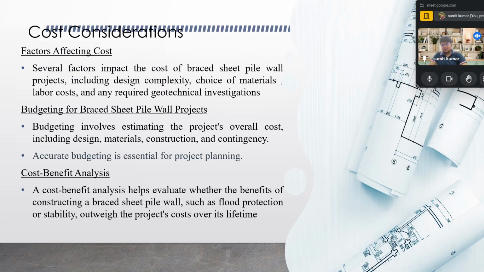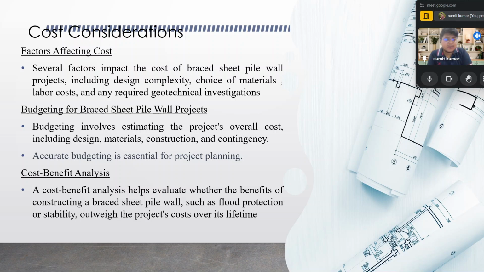Right. When we talk about the cost consideration, the factors affecting the cost: several factors impact the cost of sheet pile wall projects, including the design and complexity, choice of material, labor cost, and any required geotechnical investigations. As we see, the budgeting for the sheet pile wall project involves estimating the overall project cost, including design, material, construction, and contingency. So accurate budgeting is essential for project planning.